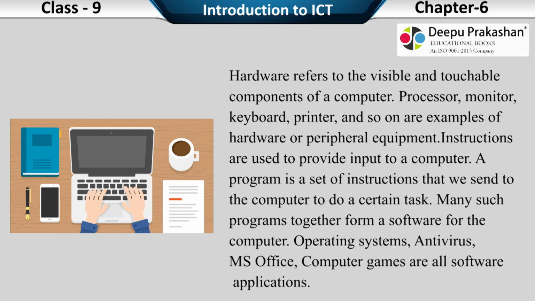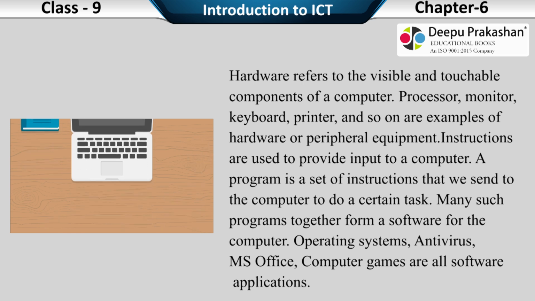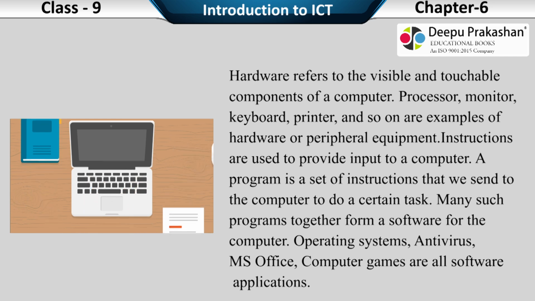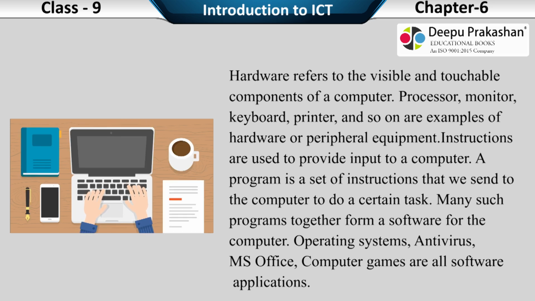Hardware refers to the visible and touchable components of a computer. Processor, monitor, keyboard, printer, and so on are examples of hardware or peripheral equipment. Instructions are used to provide input to a computer. A program is a set of instructions that we send to the computer to do a certain task. Many such programs together form a software for the computer. Operating systems, antivirus, MS Office, computer games are all software applications.